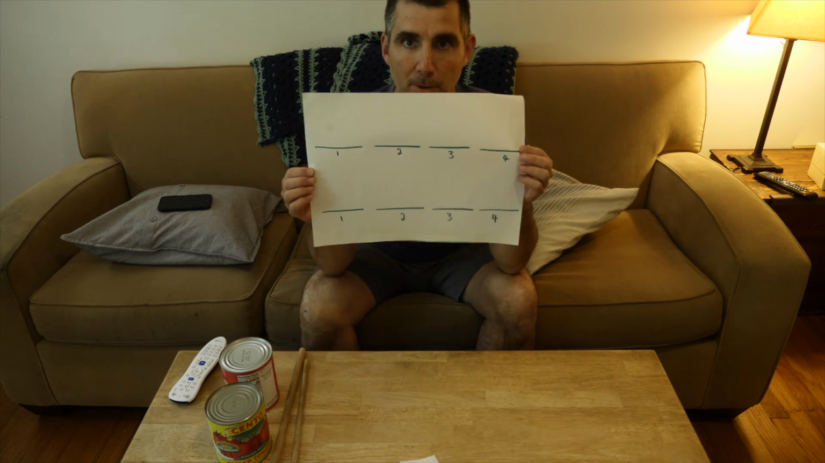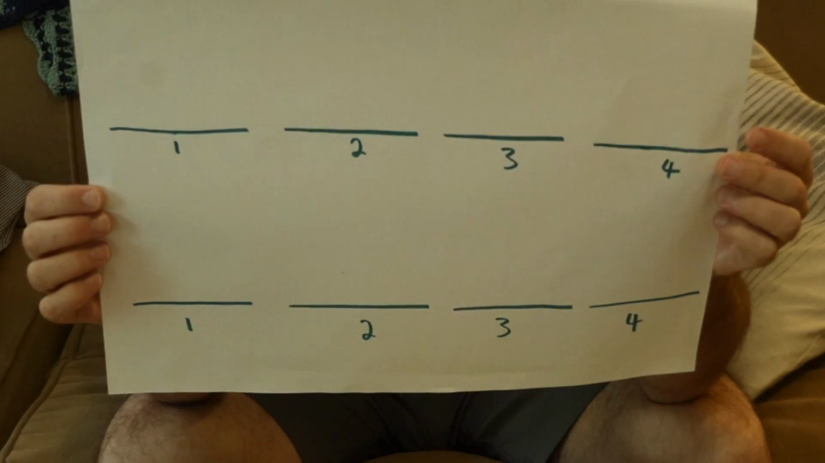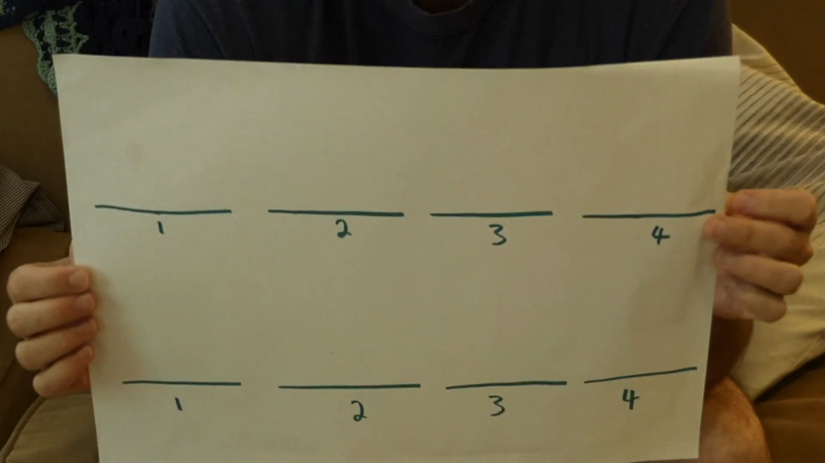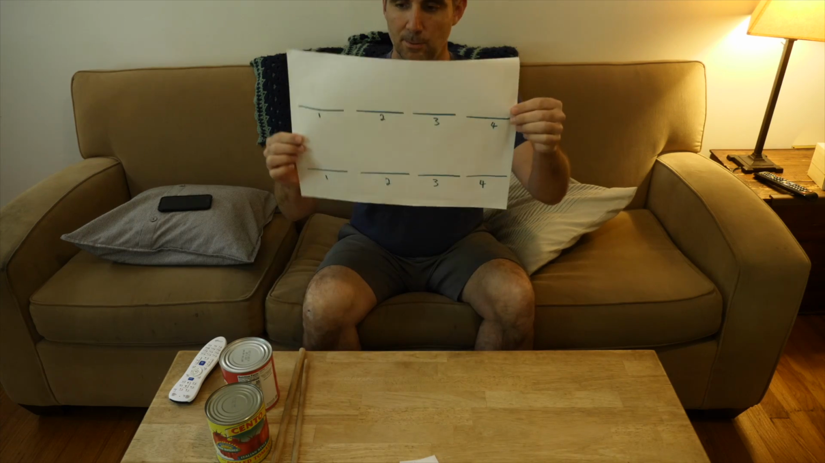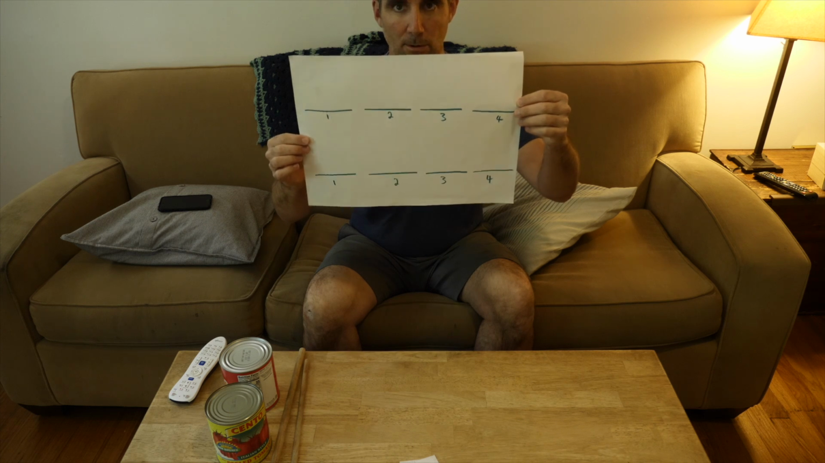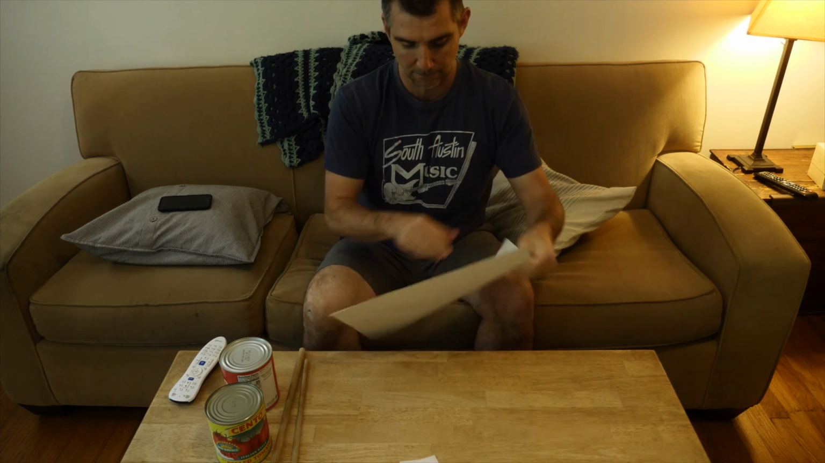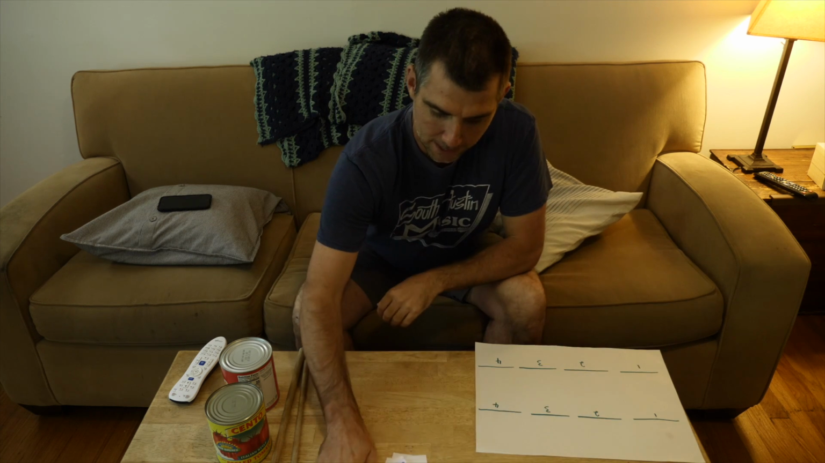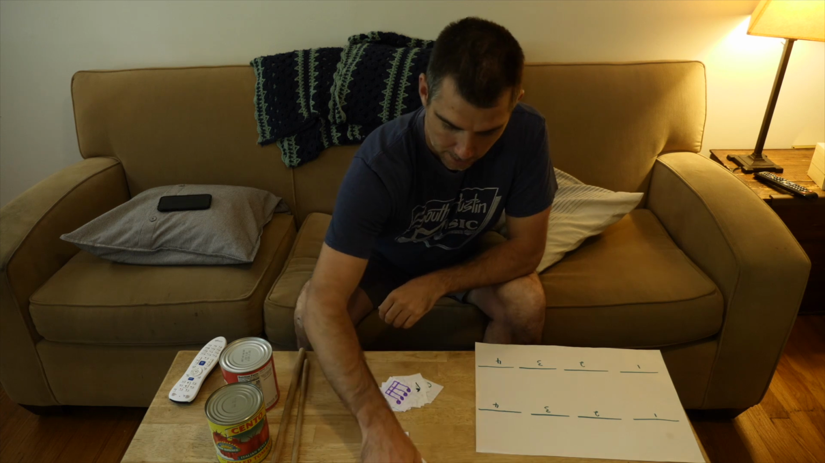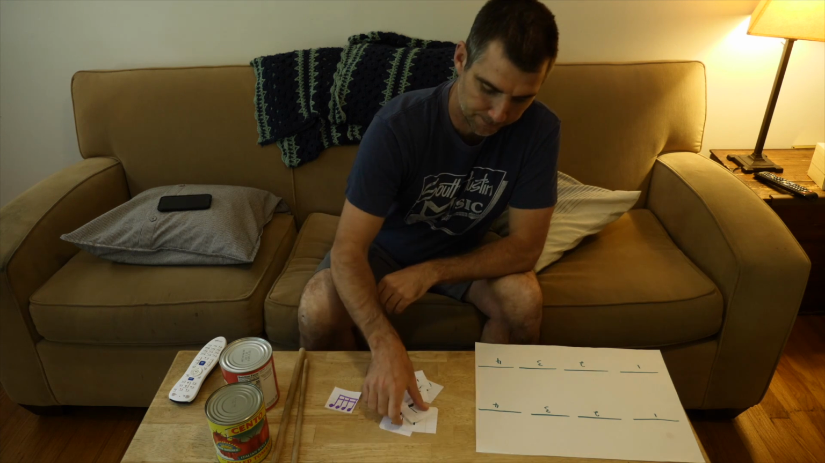I still have the same piece of paper. 2 measures, 4 beats in each measure, and I have 2 lines of 4 beats. So we have 1, 2, 3, 4, 1, 2, 3, 4. And from last time, the different kinds of notes we had.